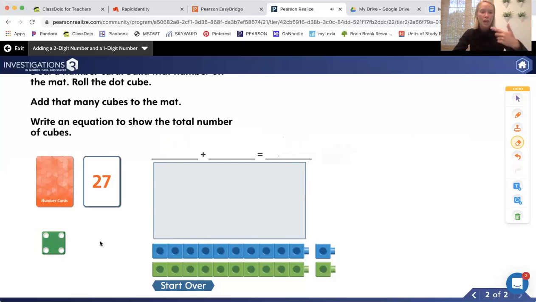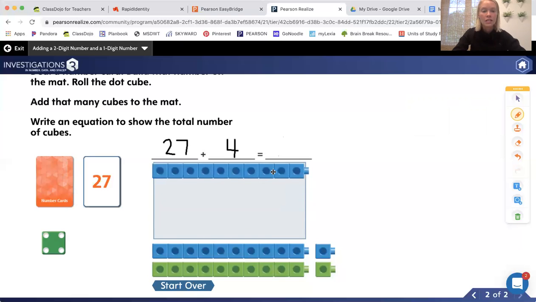Okay, I don't want 1. Okay, 4. So we'll do that. 27 plus 4. Okay, so I'm going to write that up here. I don't know why I kept wanting 1. All right, 27 plus 4. And now we're going to have to figure out what that is.